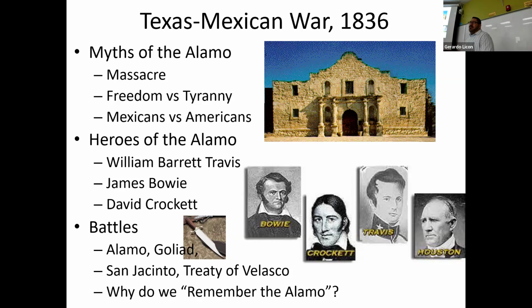What they didn't know from the other side of the story is that Bowie became very sick. And so at the time of the final battle, when the Mexican soldiers stormed the Alamo, he was bedridden. He was just sick in bed, and kind of did the best he could once they came to his bedroom, or the bedroom where he was staying.